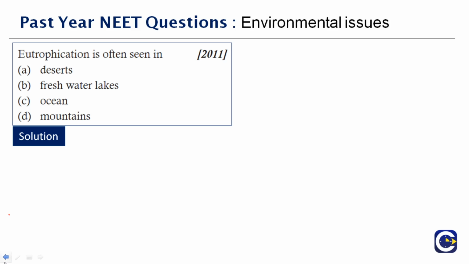Now when it comes to eutrophication, what happens exactly here is, sometimes unnecessary plants grow on the water surface, and they start using up the oxygen. Once they start using up the oxygen, the organisms living underneath will not get oxygen. So once again it becomes a threat.